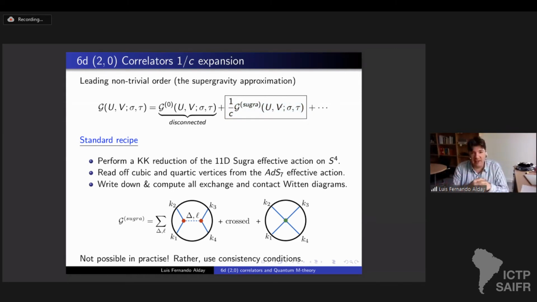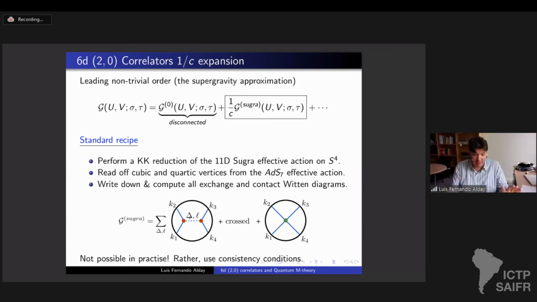leading 1/C piece. Now, there is a standard recipe on how to do this, first introduced, I guess, in the most cited paper by Ed Witten. What one has to do is take the 11-dimensional supergravity effective action and do a Kaluza-Klein reduction on S4, okay? This gives you an effective action on AdS, and from that effective action, you can read off the cubic and the quartic vertices. Once you have read off these vertices, you can write down all exchange and contact Witten diagrams. And then you have to compute them, okay?